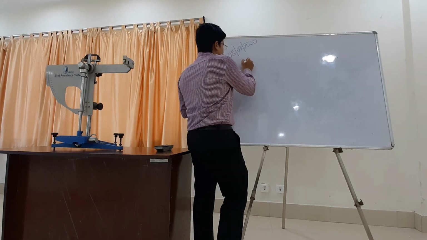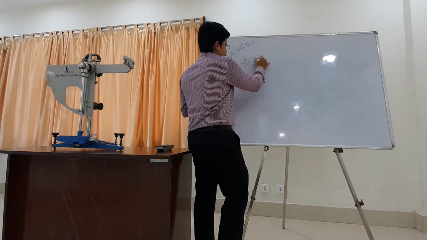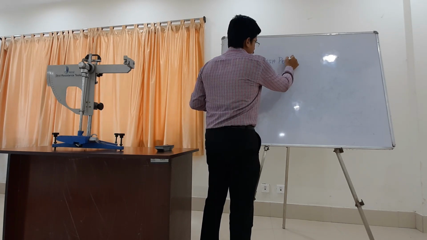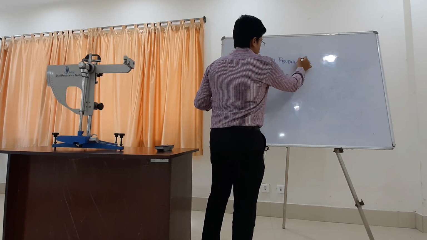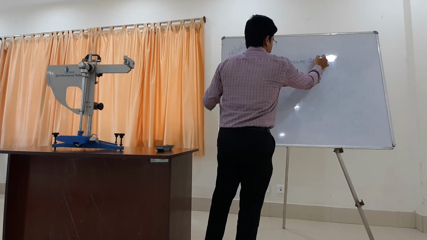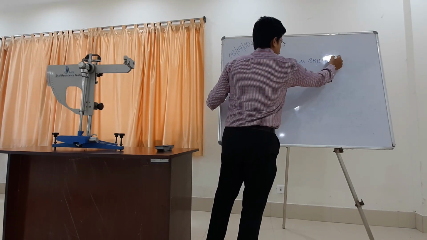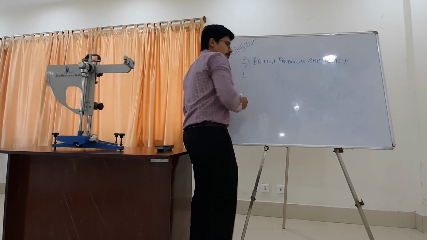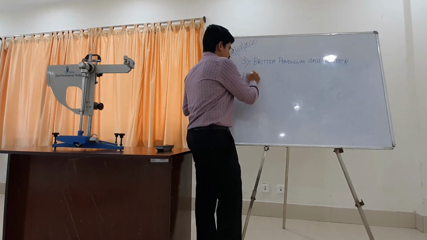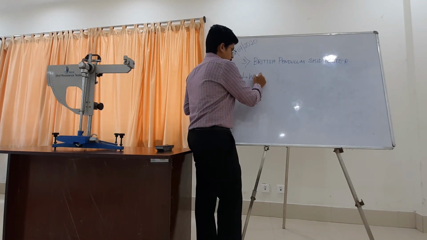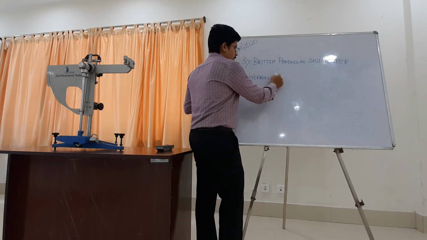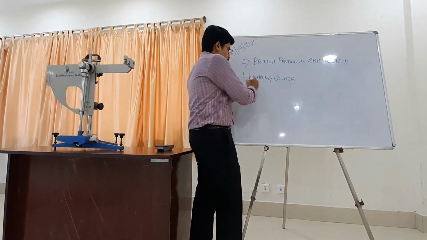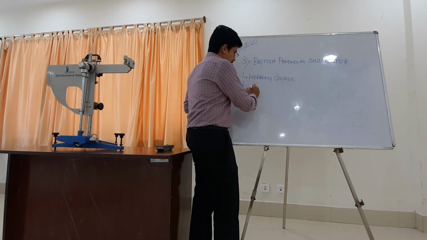The next experiment is the British pendulum skid tester. You might have seen on the pavement we have a course called bearing course, and also on the concrete pavement, we give a structure or a texture called tiling.